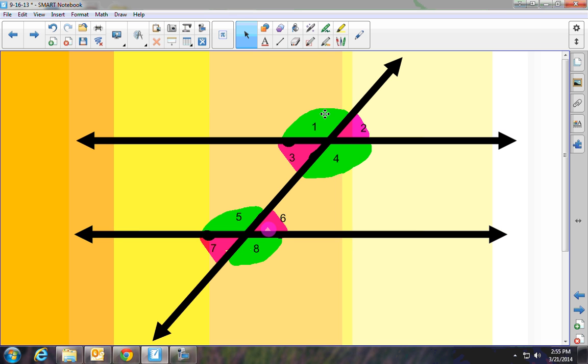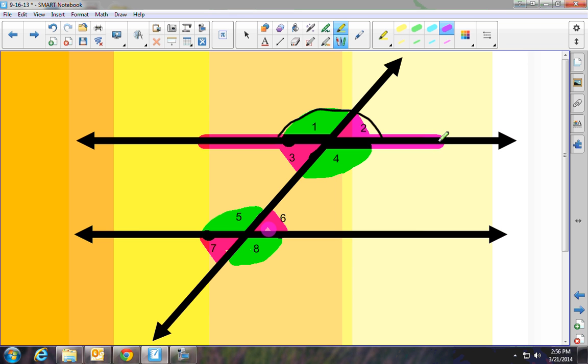What if we were to mix a green and a pink? So let's say that we want to talk about angles 1 and 2 that are right next to each other. Well, we see that when we connect those, it forms this straight line right here. And we know that straight lines are always 180 degrees. So we don't know what 1 and 2 are, but we do know that they add up to 180 degrees.